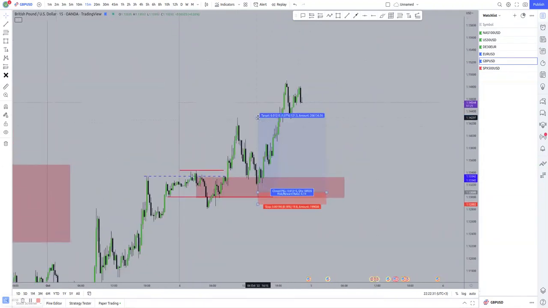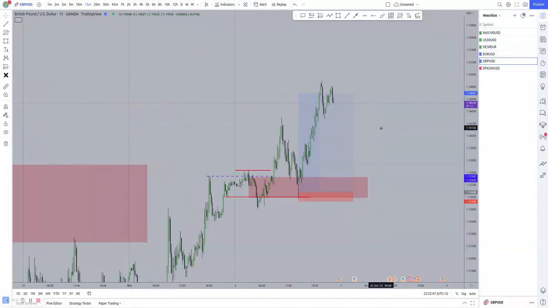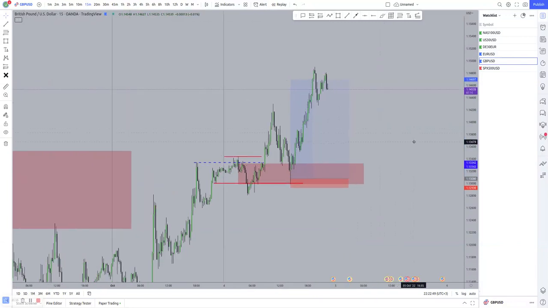Okay, so I held all the way up here, my stop loss right here, and I closed with 1:10. What? Yes, right here, 1:10, and I'm out.